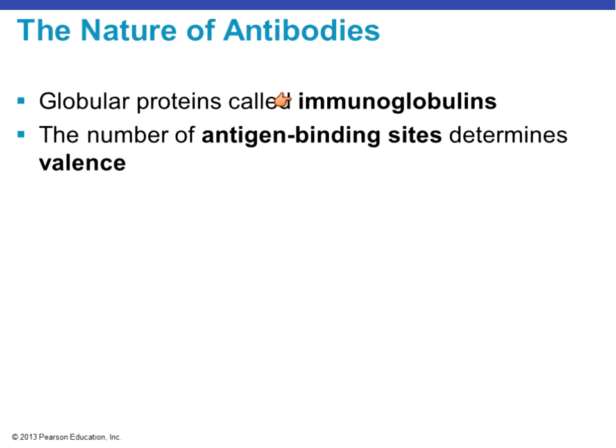But within those 5 different classes, there's a lot of variability. Even all the antibodies in the IgG category are going to have a slightly different number of valence, so that they'll be able to defend the body against various different types of microorganisms.